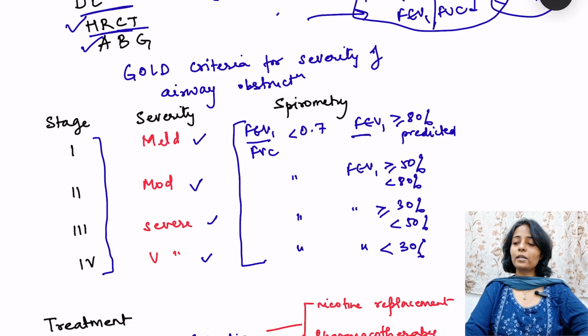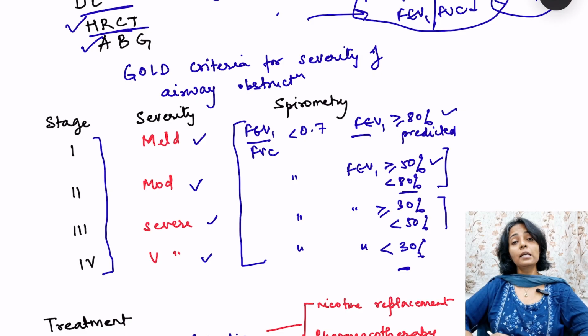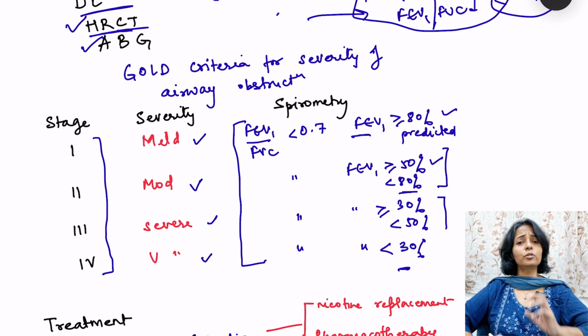If FEV1 is greater than or equal to 80% of predicted, it is mild disease. Greater than or equal to 50% but less than 80%, it is moderate disease. Then 30 to 50%, then it is severe disease, and less than 30%, then it is very severe disease. So again, very important to know it to determine the management, how it will be managed.